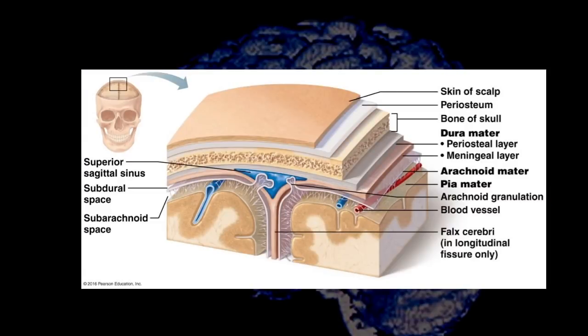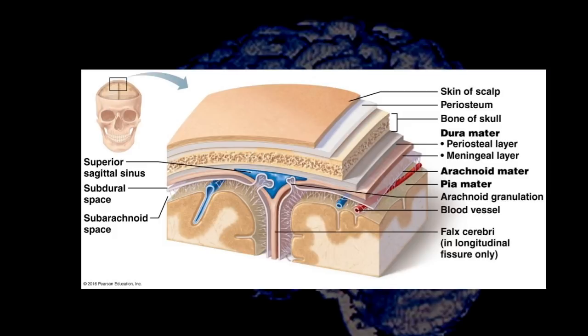So, if this is the skin of your scalp, then the next layer is the skull. But remember, the bones have a layer of periosteum on either side. Okay, so you'll hit the periosteum, you'll hit the bone, you'll have another layer of periosteum. When we look at the dura mater of the brain, we say that it has 2 layers, a periosteal layer, which is the periosteum of the bone, and a meningeal layer. And that meningeal layer is more of the dura mater that's separating the brain.